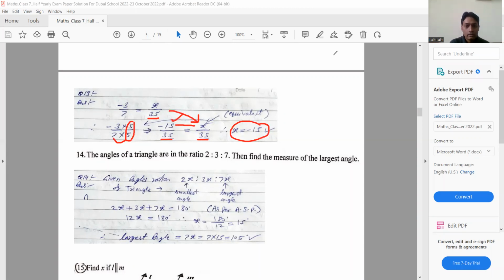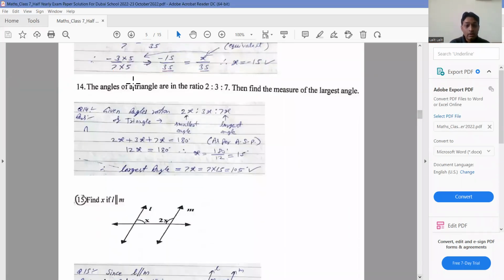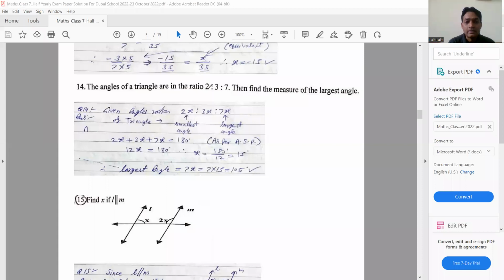Question number 14. The angles of a triangle are in the ratio 2:3:7. Then find the measure of the largest angle. So always remember, when you have some angles in ratios, just take the value of x and put it with the angles. So the angles are 2x, 3x, and 7x. Now you need to find the largest angle. So in 2x, 3x, 7x, 7x is the largest angle. In case they ask you to find the smallest angle, that you can also find easily, 2x.